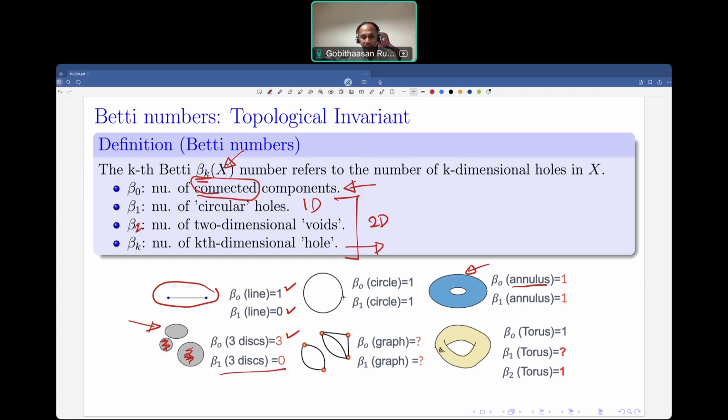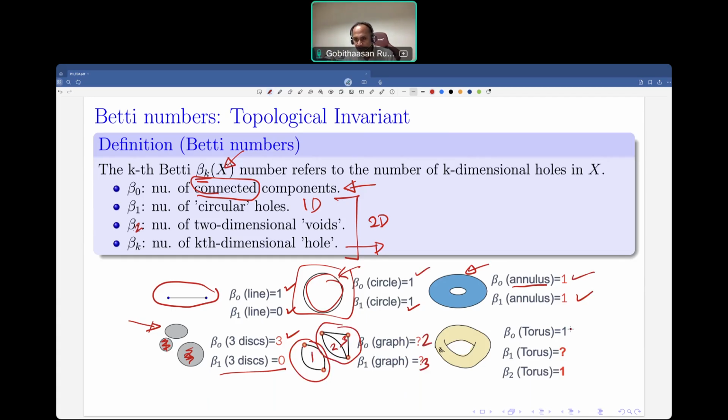Whereas for a circle, there's only one hole, so Betti 1 is 1. There's one connected component, as all the points are connected as a circle. An annulus is similar to a circle: one connected component and one hole, so Betti 1 is 1. For this graph, this network, it has two connected components. How many holes? One hole here, another hole here, and another hole here. So there are three holes and two connected components.